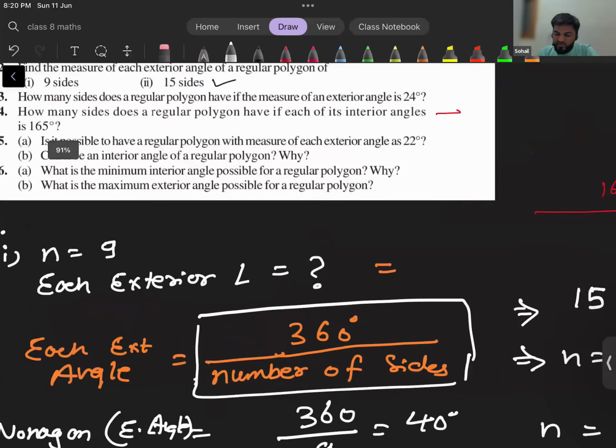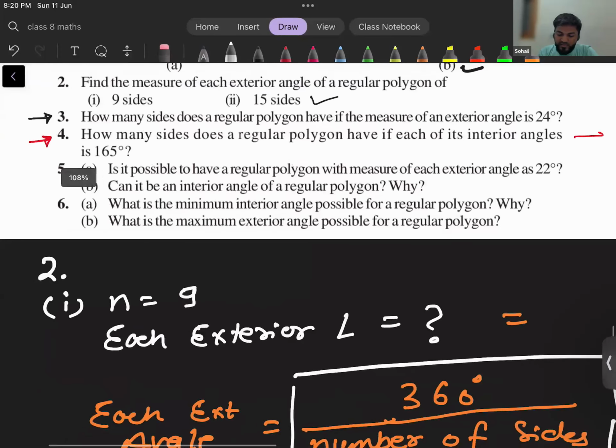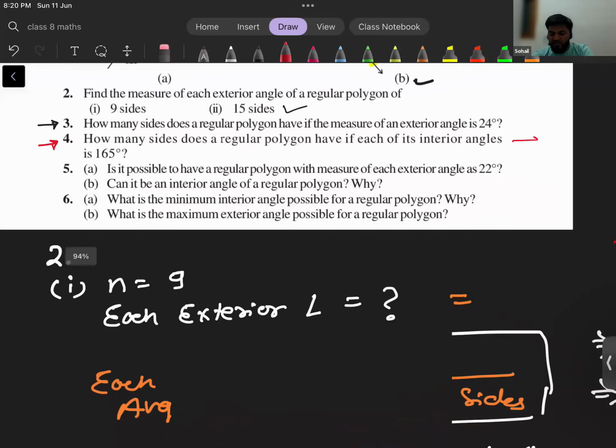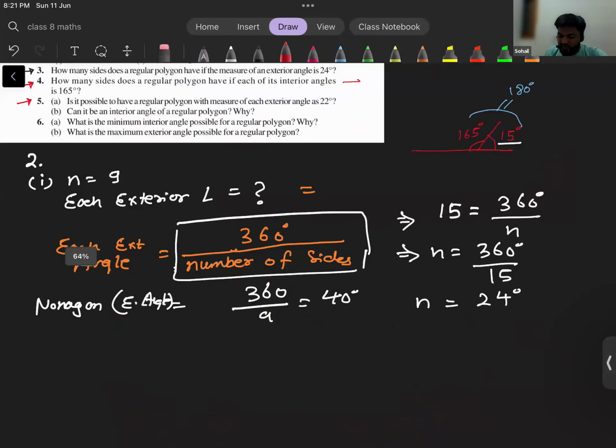Now see question number 5 and 6. What does the question say? Arhan, you read this one. Is it possible to have a regular polygon with a measure of exterior angle as 22 degrees? Yes, sir. The question is, is it possible to draw a regular polygon where the exterior angle is 22 degrees? If you get a whole number value of n, then it is possible. I mean, by using the same formula.